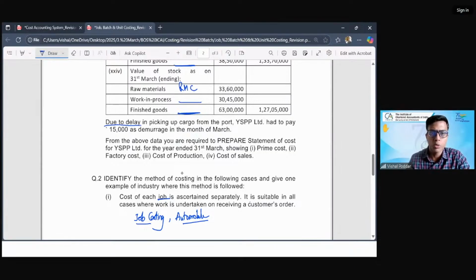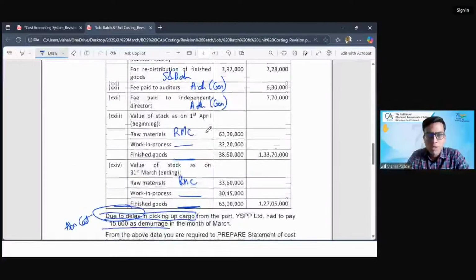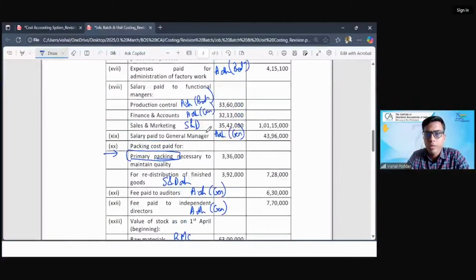Now they are saying, due to delay in picking up cargo, you have to pay 15,000 as demurrage. Now see, we have to determine whether that particular cost is normal or abnormal. If it is a delay, it is the mistake of one of your officials. So we consider this as our abnormal cost. This is the general treatment because this should not happen. It has happened because of our mistake. If it is happening because of our mistake, it should not be added to cost and it will go directly to costing P and L. So this will be the treatment of demurrage cost. So this is how all the treatments would be done.